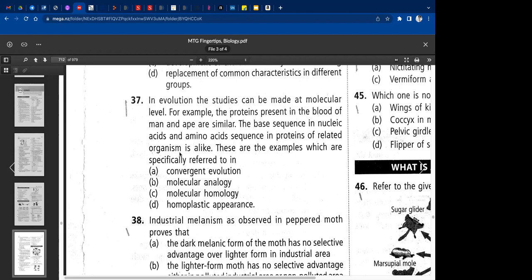Correct? If the molecular homology option was not there, then which option would have been the correct option if instead of molecular homology I put that option? This is a hot question, a high order thinking question. If I remove molecular homology as an option, what option would you like to put which still will keep it correct? So option C will still be correct.